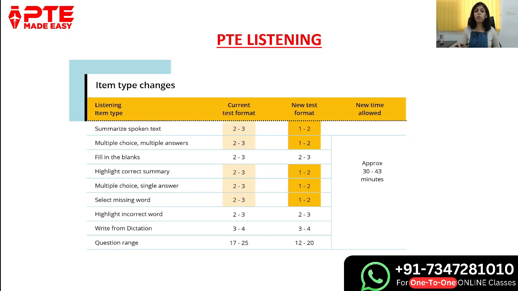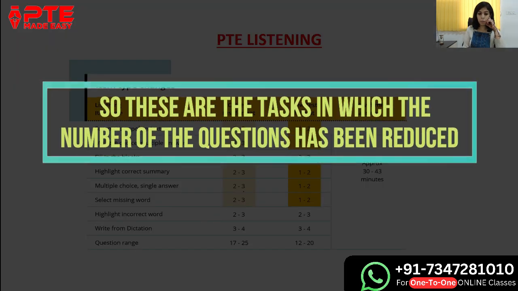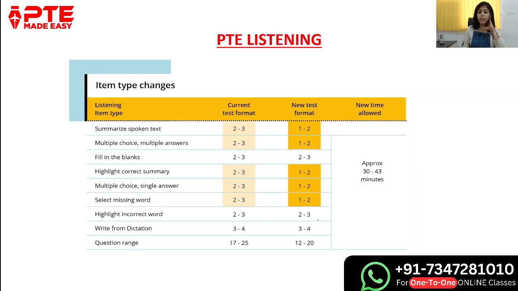Then we have the listening module. Summarize spoken text. The number of tasks has been reduced to 1 to 2. Multiple choice again reduced to 1 to 2. Highlight correct summary again reduced to 1 to 2. Multiple choice single answer 1 to 2. Select missing word 1 to 2. So these tasks are the ones in which the number of questions has been reduced. Highlight incorrect word remains the same, write from dictation is the same. So now we get a total of 12 to 20 questions.